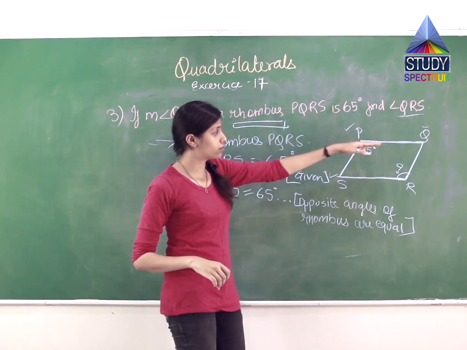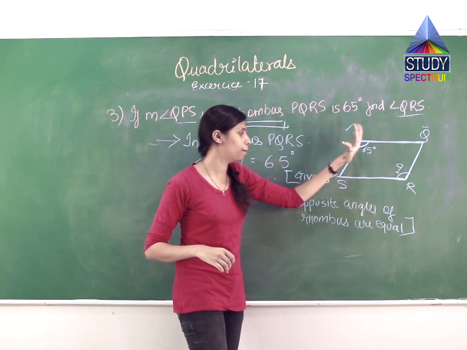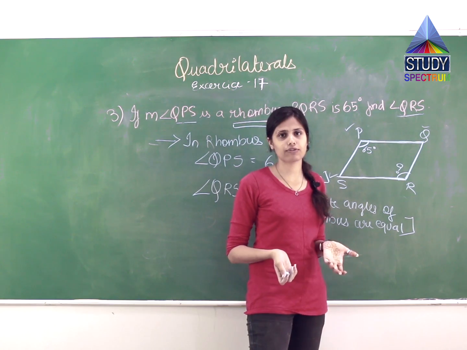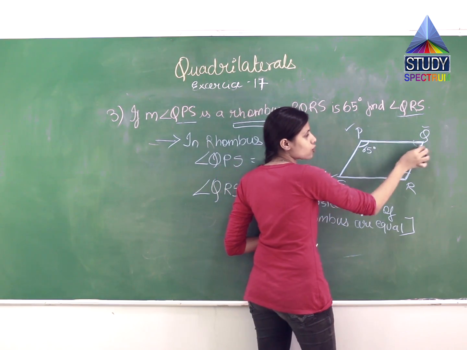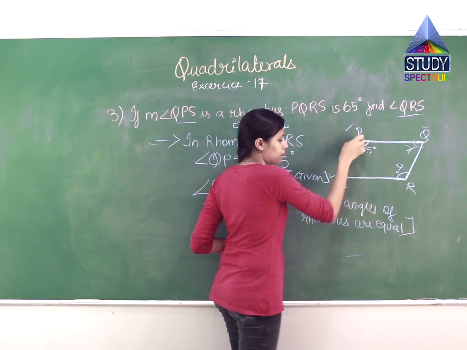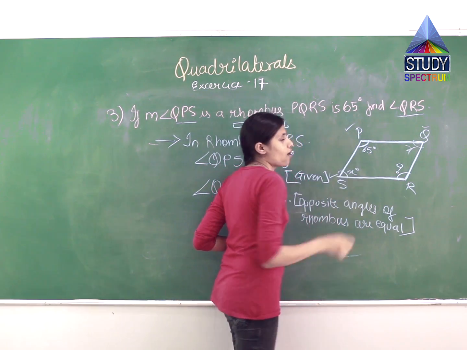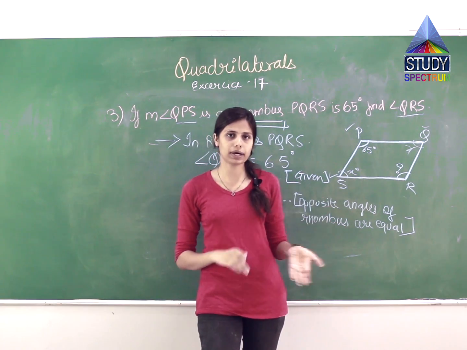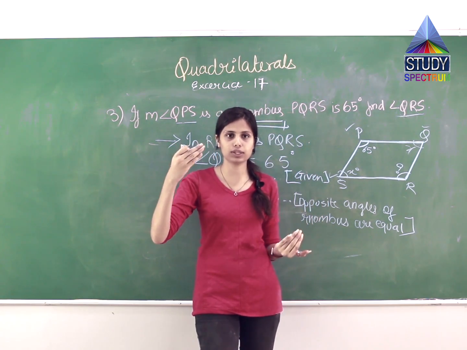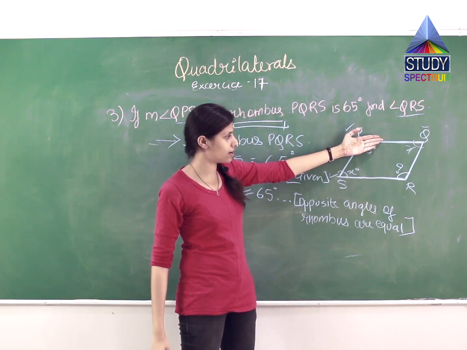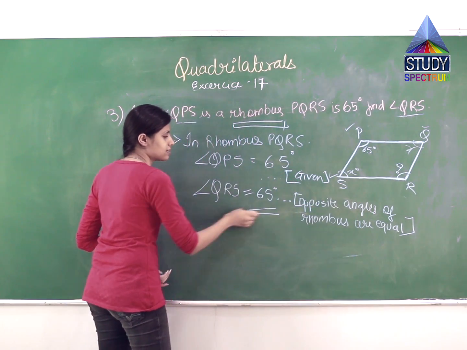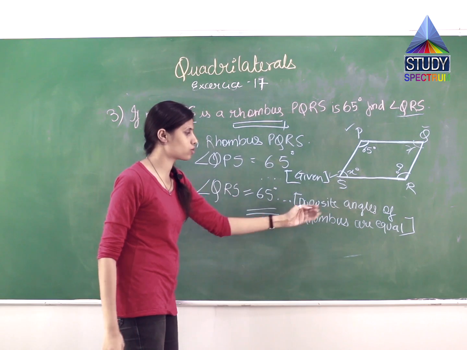Which means what? If angle QPS is 65 degree, angle SRQ has to be 65 degree. And if suppose this angle is also given as X, if angle PQR is X degree, then angle PSR is also X degree. Why? Because it is given that it is a rhombus, opposite angles, this angle will be congruent to this angle and this angle will be congruent to this angle. So over here they are given this angle is 65 degree and they are asking you this angle. So it will also be 65 degree. That's it. You have to write the answer and the reason. Opposite angles of the rhombus are equal.